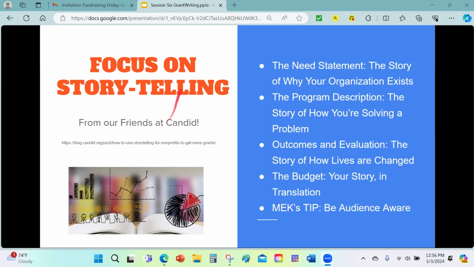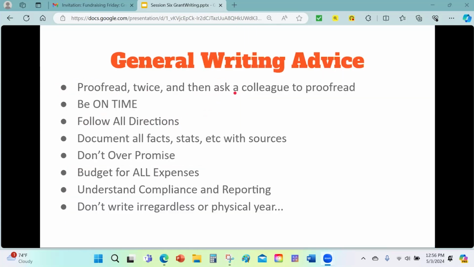And of course, most of us as people are engaged through stories. So we want to keep that storytelling feature at the front of our mind when we write our grants. We're almost done. Some general writing advice: you want to proofread twice and then ask your colleague to proofread for you.